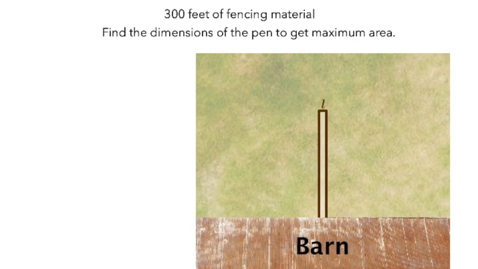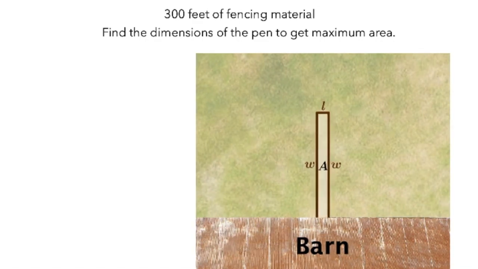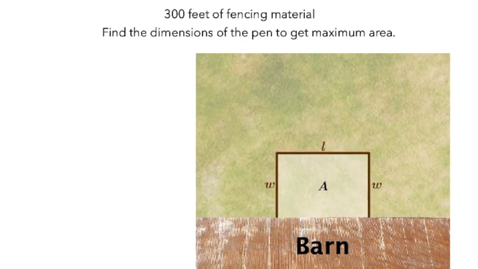We'll use L to represent the length of the pen, W to represent the width of the pen, and A to represent the area of the pen. These variables could take any values as long as the length and the width add to 300 feet. There are infinitely many options for length and width, and we need to find the values that maximize the area.